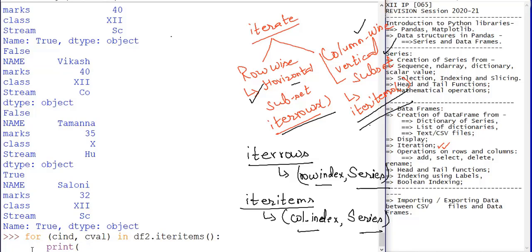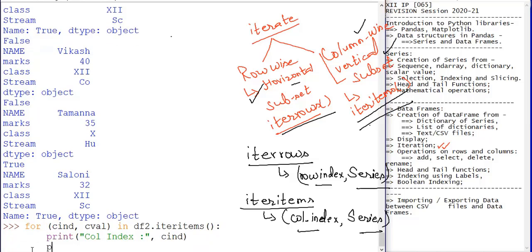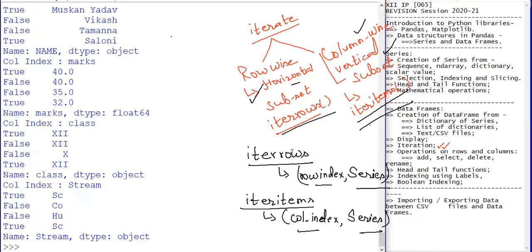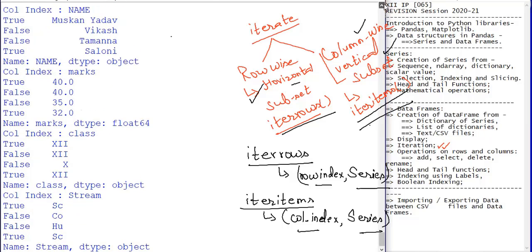Now I'm writing c index. If you want to put some message, you can put it, no problem. I'm writing here index, or if you want to write column index, then you can write col index, no problem. Column index colon, and then c index, and then values or information. Anything if you want to write, you can write. I'm not writing this time, so I'm giving c val and pressing enter, and look at how we are getting this output.